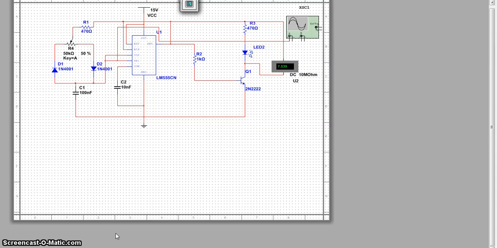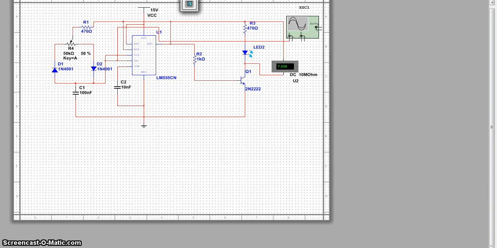Hi, this is a pulse width modulation circuit using a 555 timer IC. So first I'll just briefly tell you what a pulse width modulation control signal is. PWM of a signal or power source involves the modulation of its duty cycle to either convey information over a communication channel or control the amount of power sent to a load.